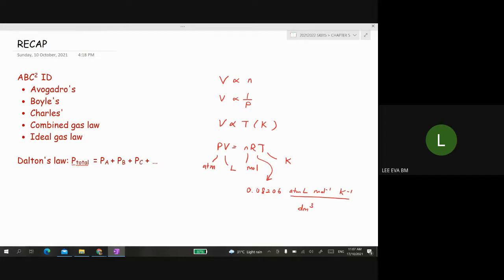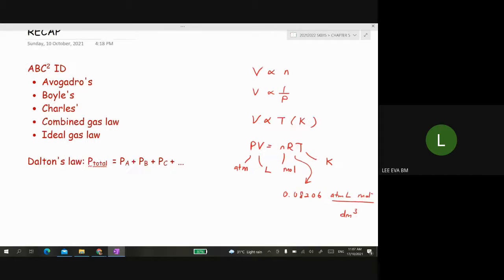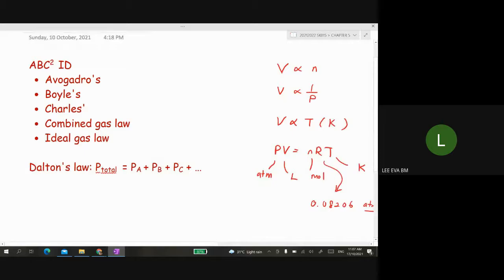Okay. And then for the second last lesson before our holiday, we talked about Dalton's law. Dalton's law refers to unreacting gases. The total pressure is the sum of the individual partial pressures. So if in a container you have gas A, gas B, gas C, then we total up all the partial pressures to get your total pressure. That is referred to as Dalton's law.